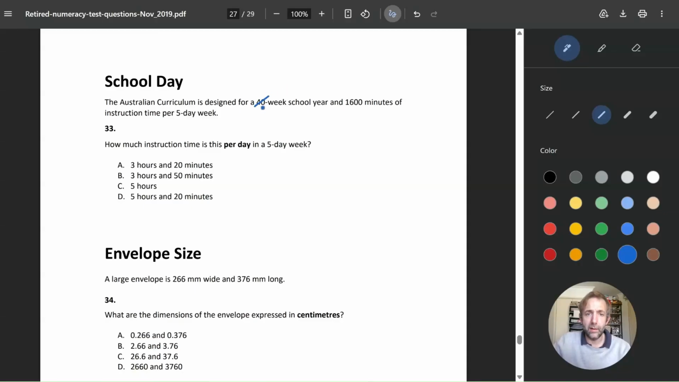Actually, this bit here, knowing that there's 40 weeks in the school year, doesn't help us with this question. We just need to take the 1,600 minutes of instruction time a week and divide it by 5 so we can figure out how much that is per day. So we need to do 1,600 divided by 5. Again, I would personally do some short division here. So 5 into 1,600. 5 doesn't fit into 1, so we could put a 0 here or just leave it blank. So we carry the 1 onto the next number.